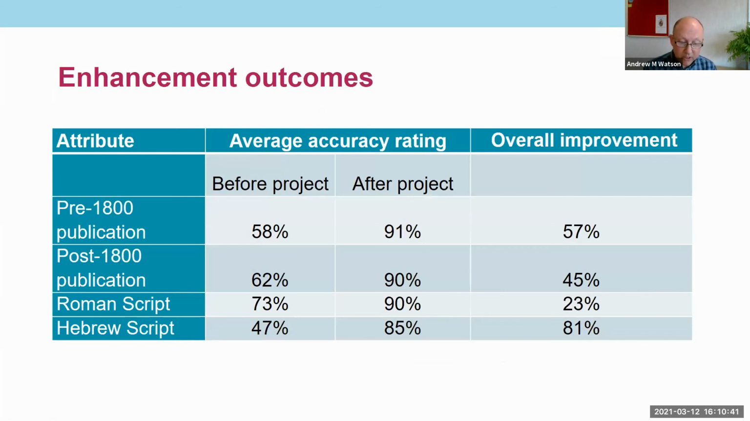So monitoring the quality enabled us to calculate overall improvement. This table shows the accuracy rating before and after transcription enhancement. The last column here shows the overall improvement, taking the original accuracy figure into account. It's quite clear to see that Hebrew script here benefited the most. From 47% to 85% accuracy is actually an 81% improvement in the quality overall. But there was less improvement for Roman script. And then going to the date of publication, we found that it was more beneficial to carry out this transcription for pre-1800 publications.